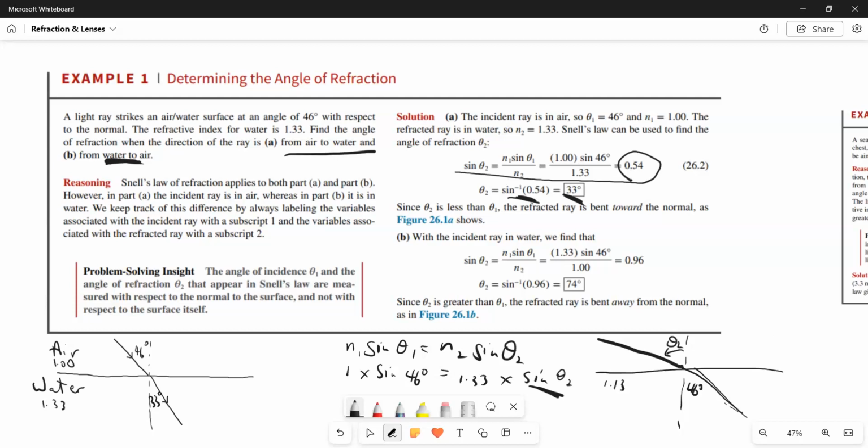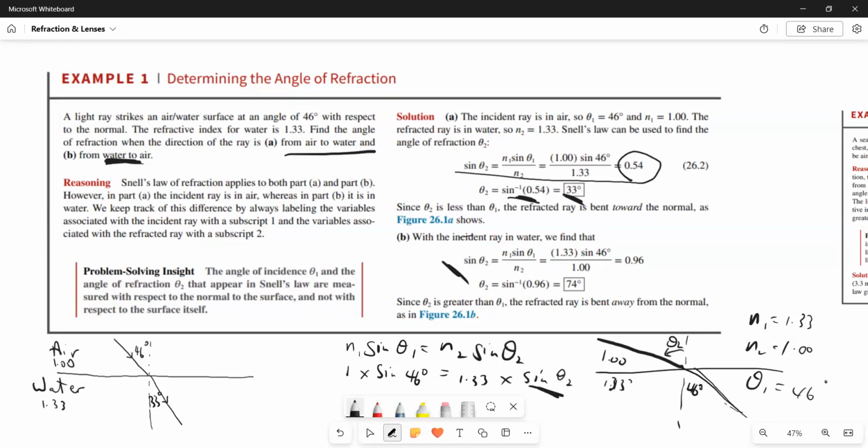So from here is 1.33, and this one is 1.00. So again, you use the same formula, right? Remember, you're now switching around. N1 is now 1.33, not 1 anymore. N2 is going to be the 1.00, right? And theta 1 is going to be 46.